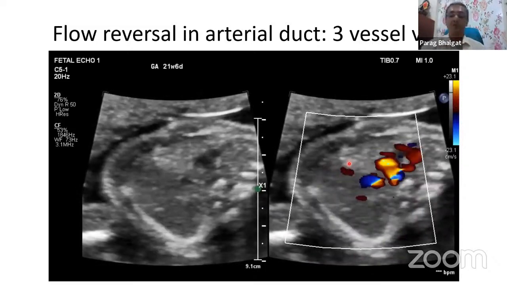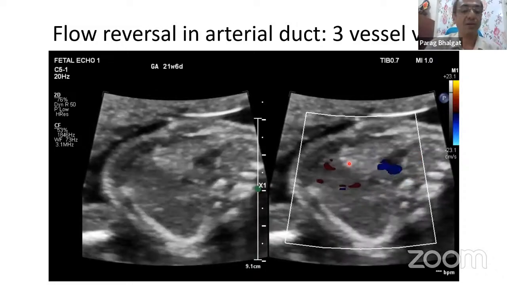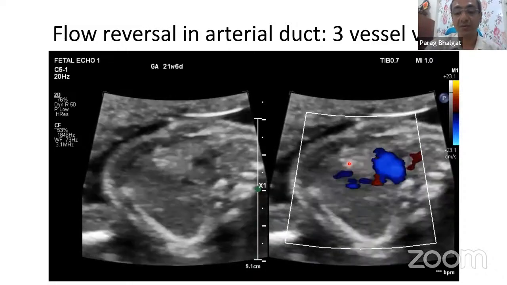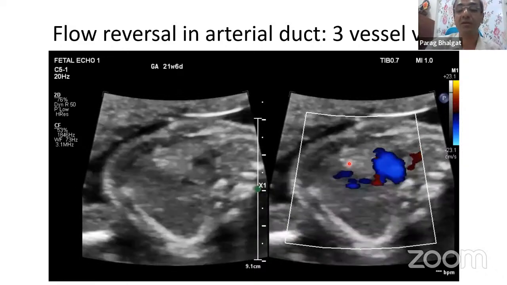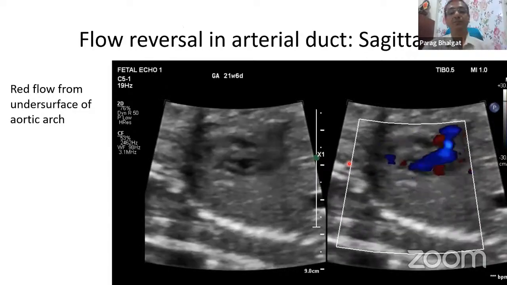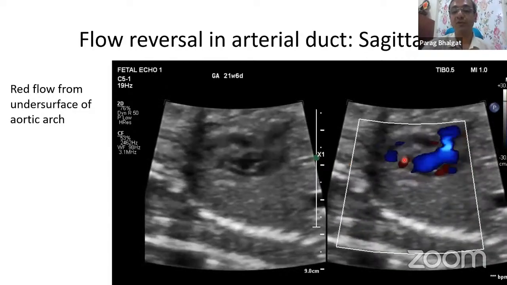Once we demonstrate flow reversal in the duct, we are dealing with pulmonary atresia. It's important. We will demonstrate the flow reversal in the aortic arch also when we discuss HLHS, but now we are dealing with pulmonary atresia, flow reversal in the duct. Another image showing flow reversal in the duct.